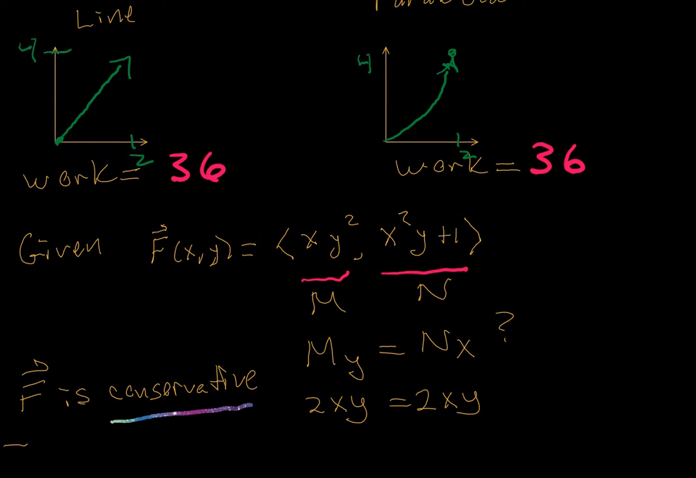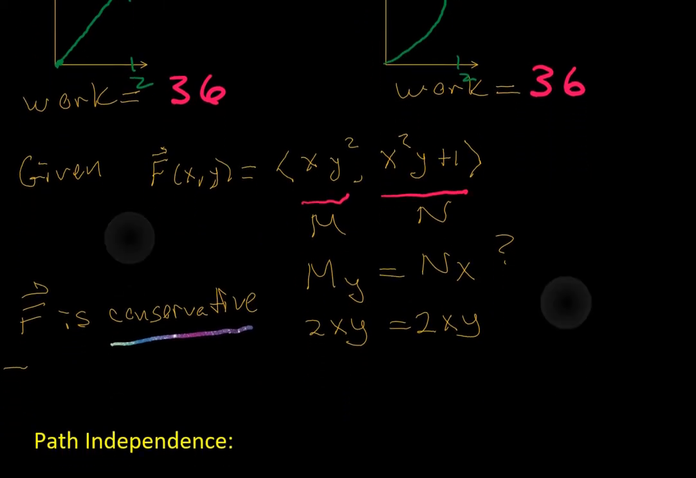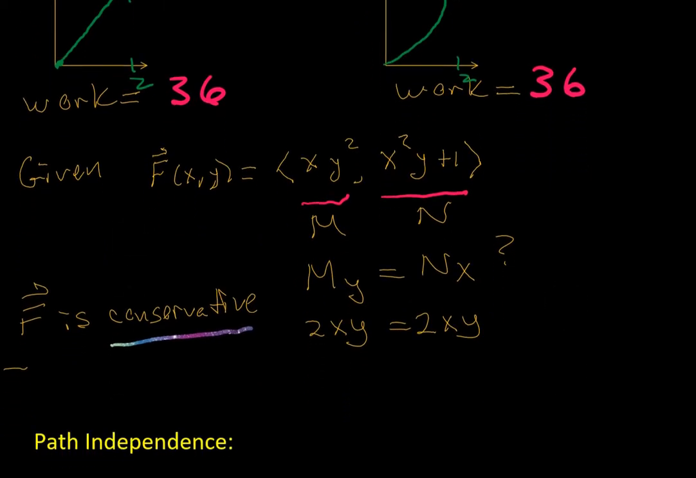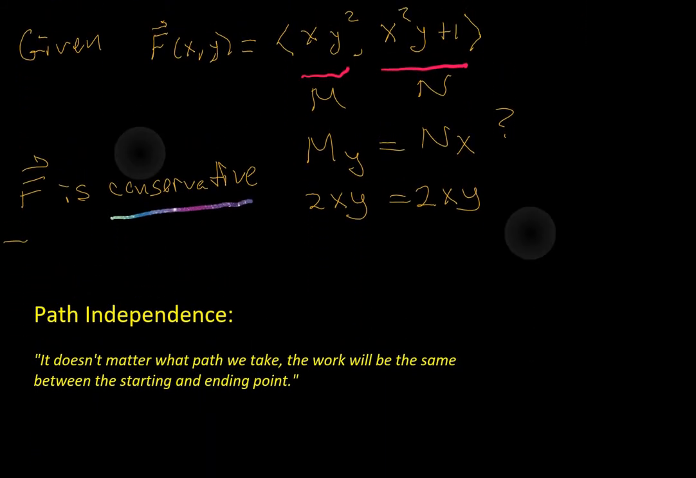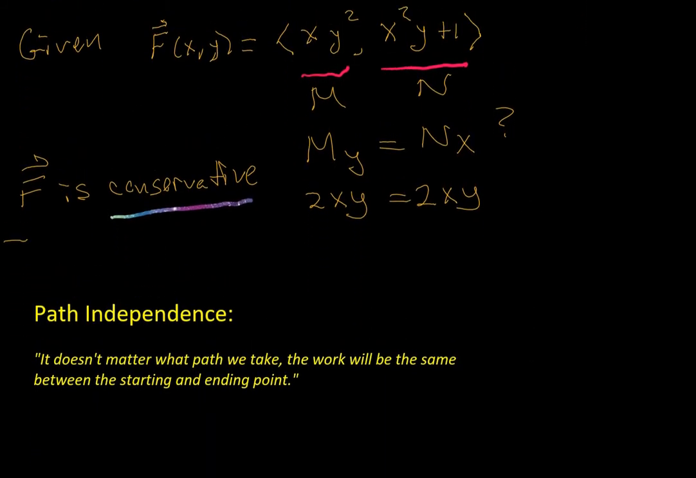So here is the term we're going to write out and define. It's called path independence. And here it is paraphrased. You can read the book for a more technical definition. The paraphrased version is, it doesn't matter what path we take, the work will be the same between the starting and ending point.